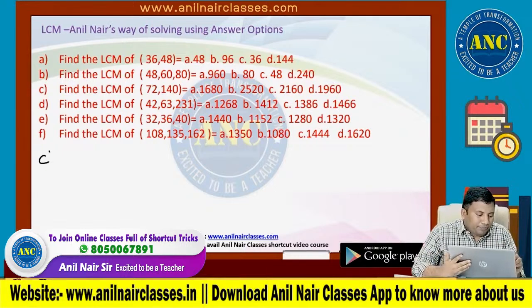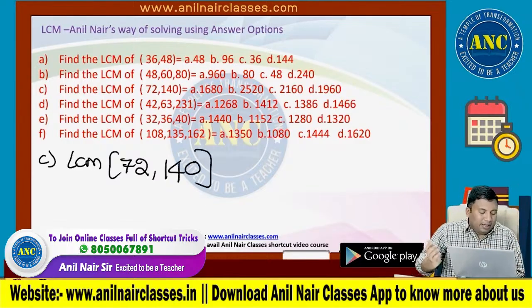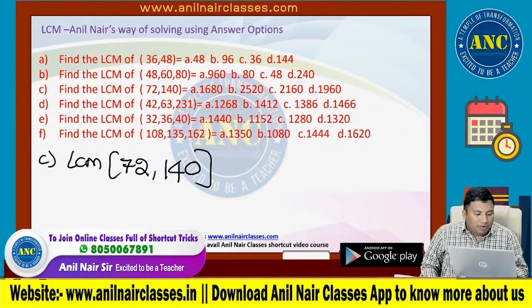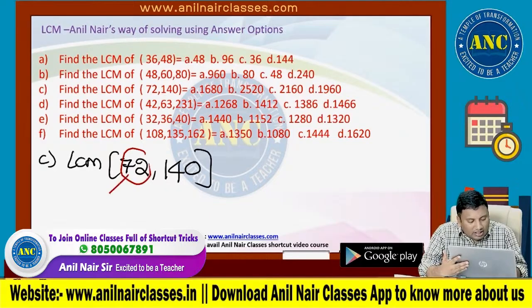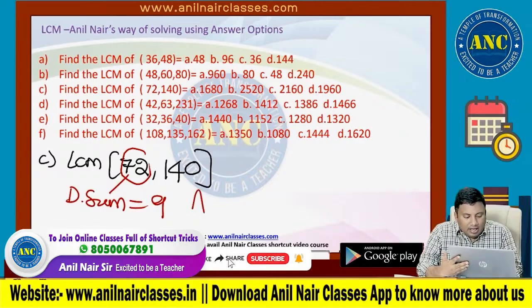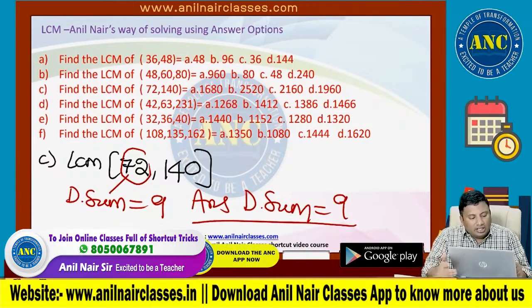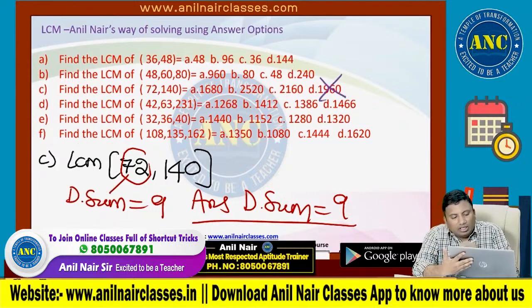Third one. LCM of 72, 140. Listen carefully. 72, 140. 72: digital sum is 9. Answer digital sum should be 9. Check by answer options. Answer digital sum should be 9. This is not 9. This is not 9.